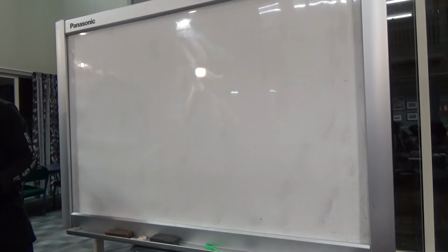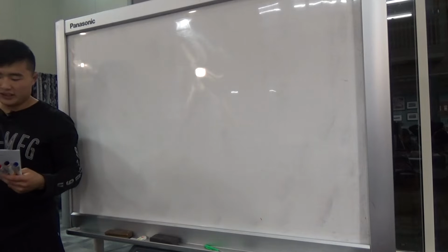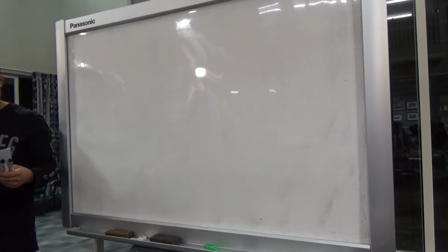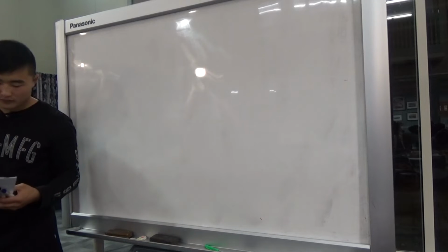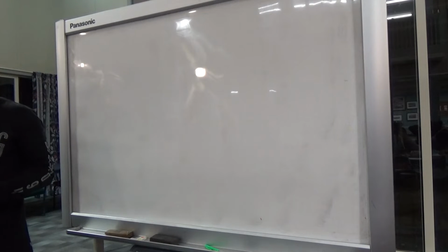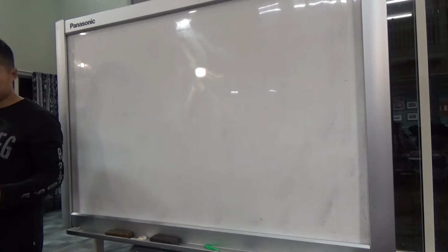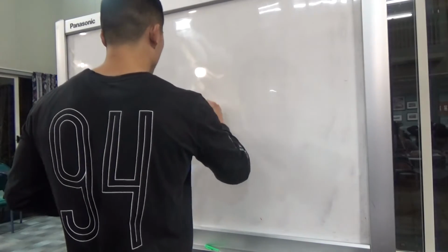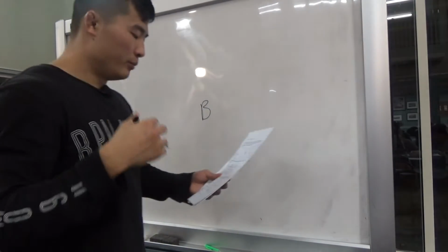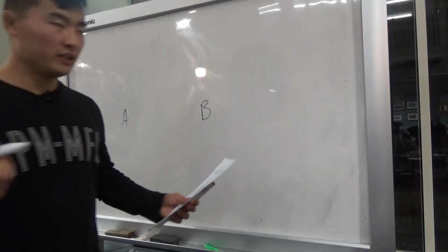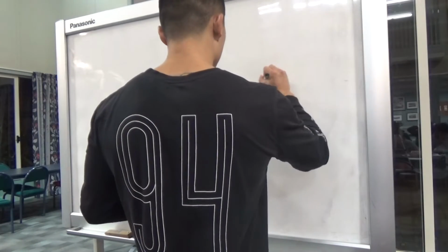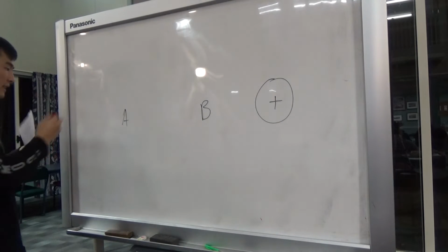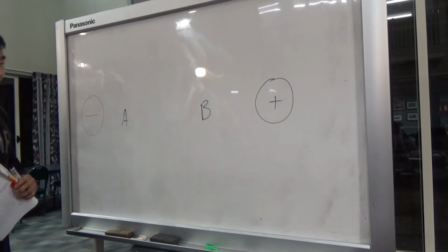Number 2, you have a uniform electric field as shown below. The potential difference between points A and B is 3 volts, and point B is at the higher potential. So remember I said that higher potential means that it's positive. So we've got point A and point B. Point B, the right side, is going to be more positive because it has the higher potential. So this side is positive, and that means that the left side is going to be negative.